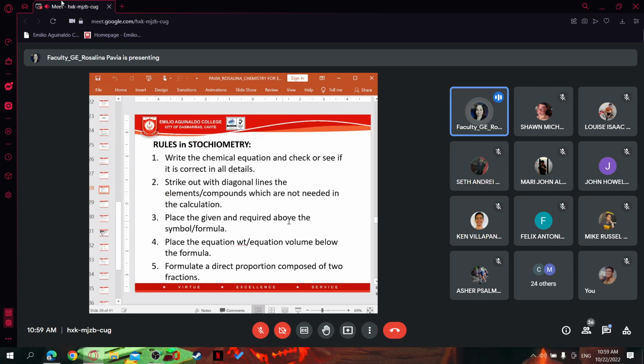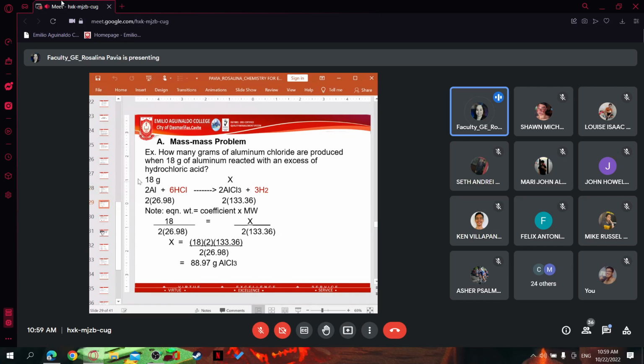Place the given and required above the symbol or the formula. Okay. So we have here 18 grams of aluminum. Lalagay niyo sa taas. And then let X be the amount of aluminum chloride that will be produced. So sa taas din ng formula. Next.